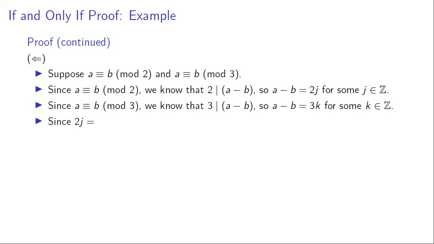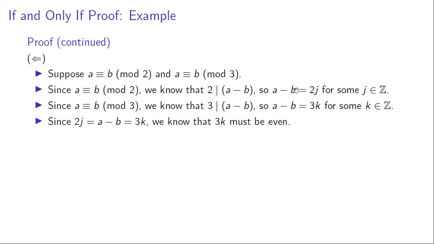Now what do we know? We know that 2 times j is even, right? So that means that A minus B has to be even. So we have 2 times j is equal to A minus B, and that has to be even. But we also know that A minus B is equal to 3 times k, so 3k must be even.